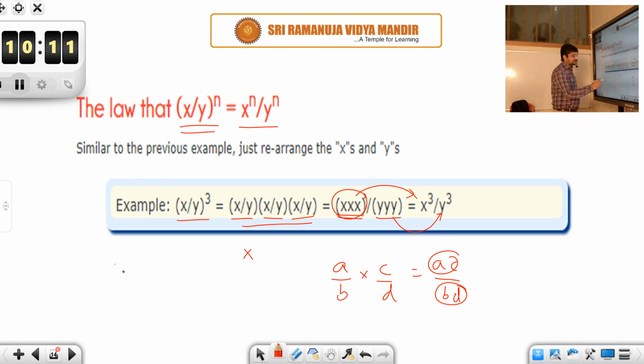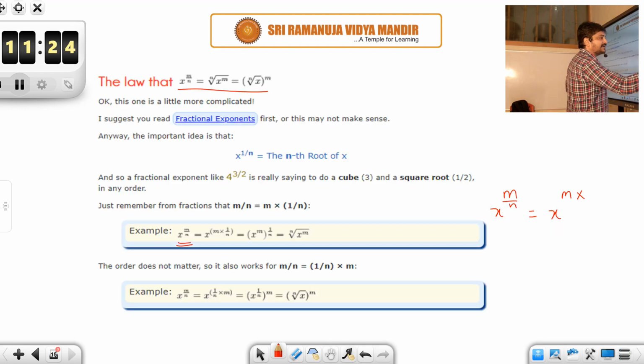See, for example, look at this, x power m by n. In the power there is m by n. You could write this as m into 1 by n. But we have learned one law. What is that? A power m whole power n is equal to a power mn. So whenever there is a product, you could write this as x power m whole power 1 by n as well, isn't it? And anything to the power like this, we'll call this nth root of a.